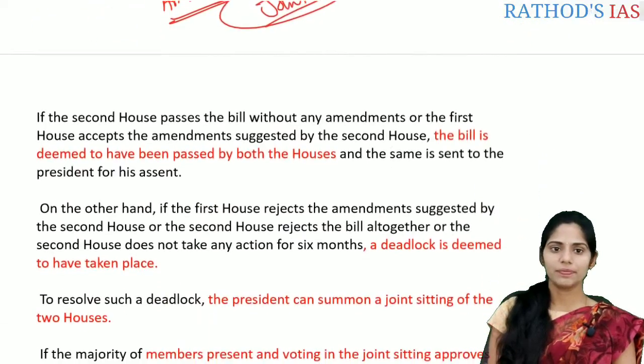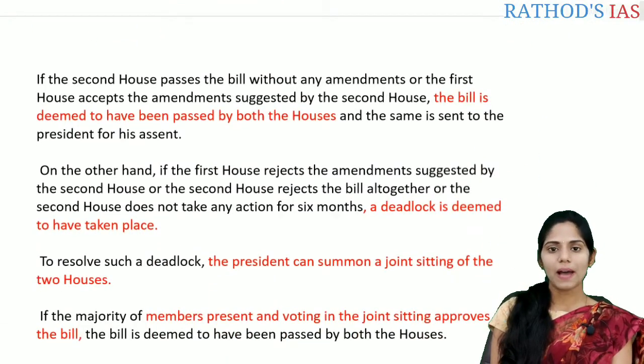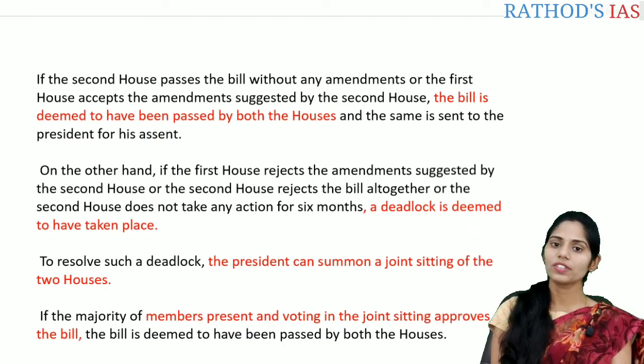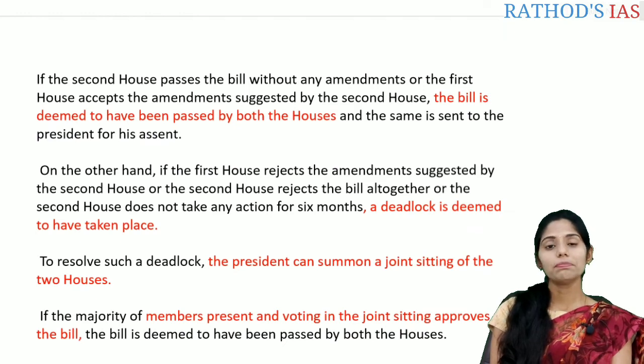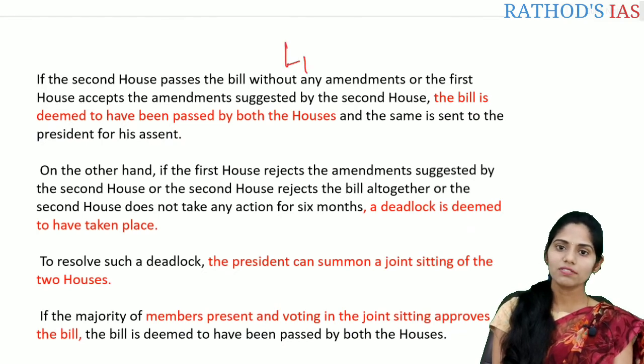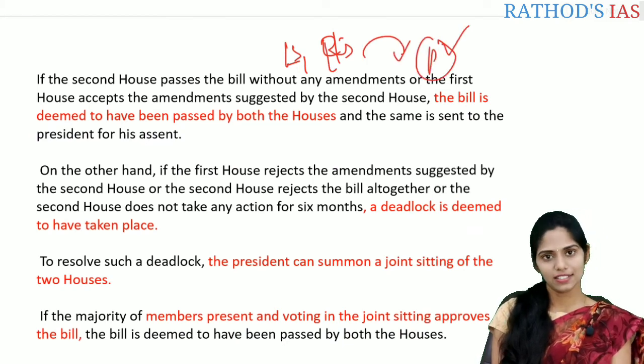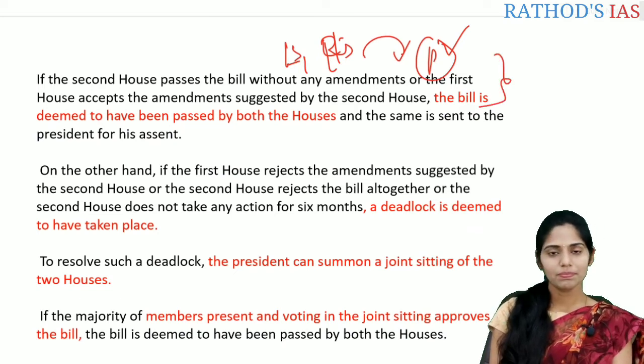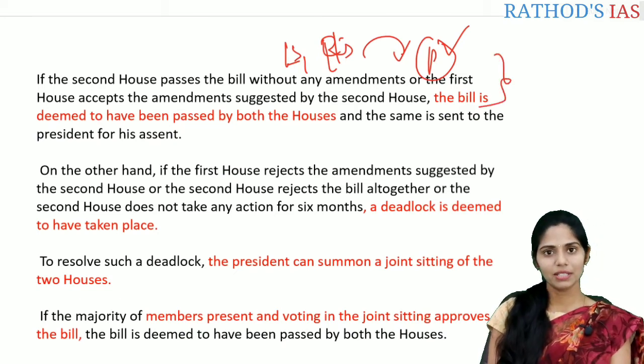So let us see further. If the second House passes the bill without any amendments, or the first House accepts the recommendations of the second House, then the bill is deemed to have been passed by both the Houses. So whenever the bill is passed in the 2 Houses, what happens? The bill will be sent to the President mainly for assent. But every time this will not happen; sometimes unfortunately something may happen.